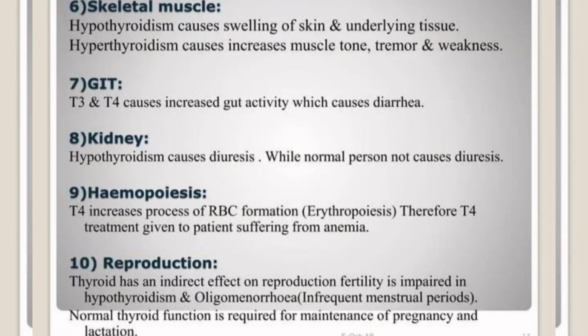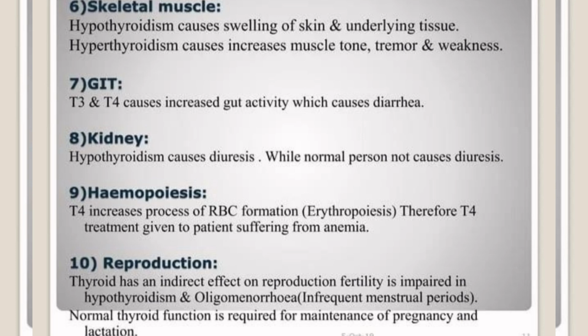Skeletal muscles. Hypothyroidism causes swelling of skin and underlying tissues. Hyperthyroidism causes increased muscle tone, tremor, and weakness. Then on the gastrointestinal tract, T3 and T4 cause increased gut activity, which causes diarrhea. Then on the kidney, hypothyroidism causes diuresis while a normal person does not have diuresis. Then hemopoiesis: T4 increases the process of RBC formation, that is erythropoiesis. Therefore, T4 treatment is given to patients suffering from anemia.